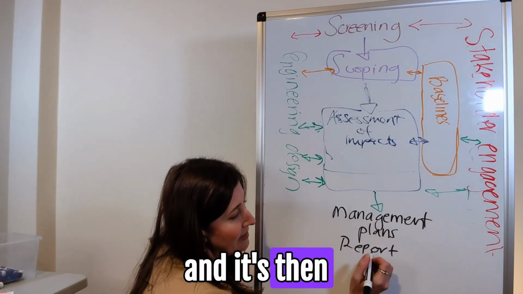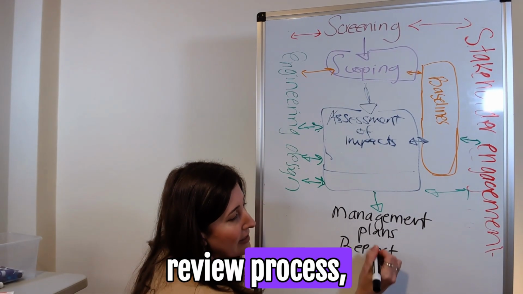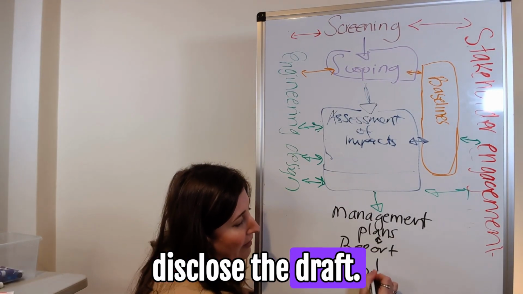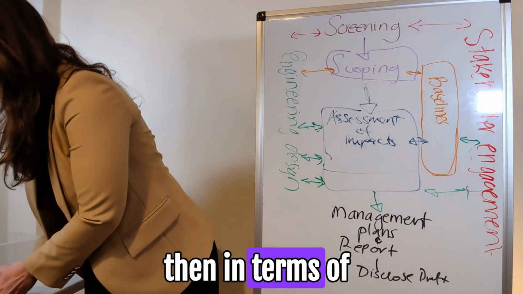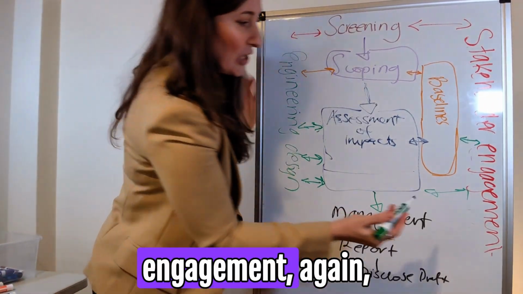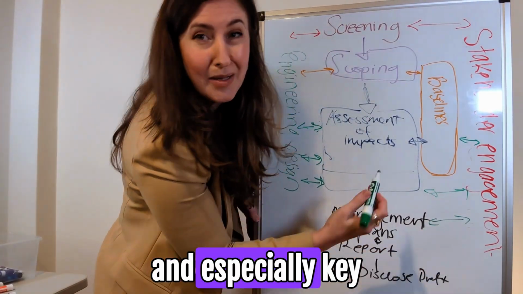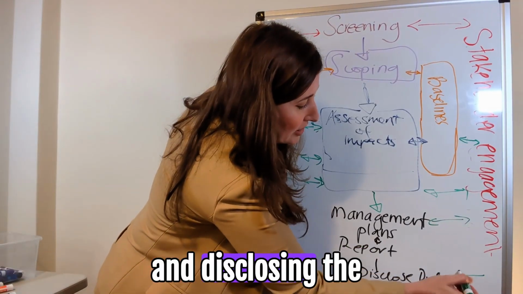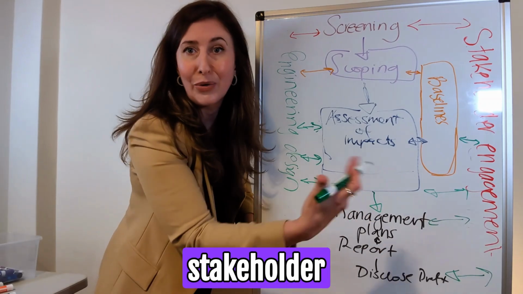and it's then disclosed. It might go through a review process, management plans, reporting, and then we're going to disclose the draft. In terms of stakeholder engagement, again, ideally communities and especially key stakeholders should be informing the management plans, and disclosing the draft is also where your stakeholder engagement happens.